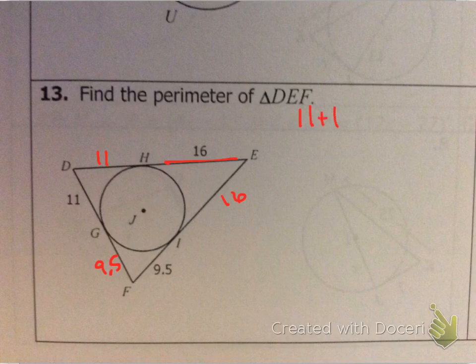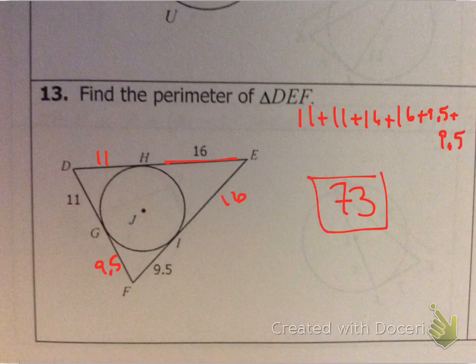And then add. So I could say here, 11 plus 11 plus 16 plus 16 plus 9.5 plus 9.5. I ran out of space. Add all that up, and you should get 73. And that's it. That's all you got to do. Pretty easy, right? Just think of it like that, and you should be just fine, guys.